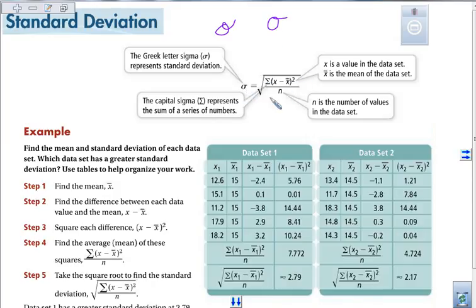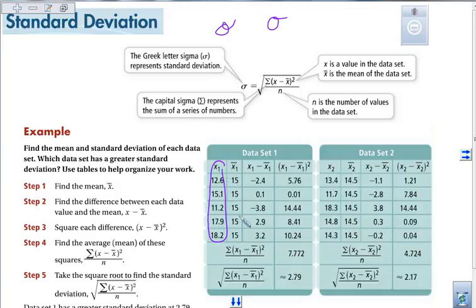We're not going to go too heavy into the formula, but if you ever take a statistics class, you will need to know these symbols. So the first step is you have to find your mean, and again, that's your x bar. And then the second step is to find the difference between each data value. So here is our data.